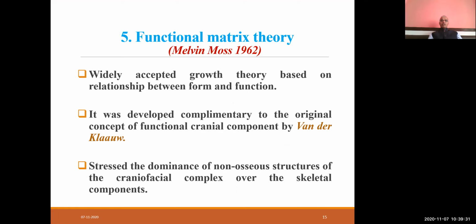Next, the functional matrix theory given by Melvin Moss. It is the most widely accepted growth theory, and it was based on the relationship between form and function, meaning form is determined by function. It was developed complementary to the original concept of the functional cranial component, which was given by Van der Klaauw. He stressed the dominance of non-osseous structures of the craniofacial complex over the skeletal component, meaning non-osseous structures determine the growth of the skeletal component.